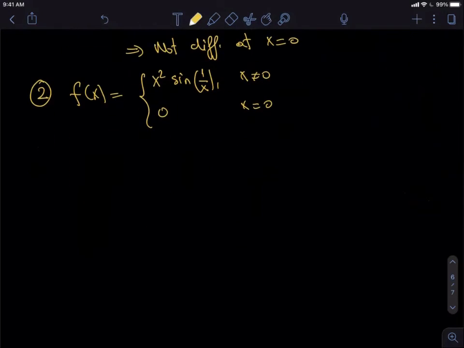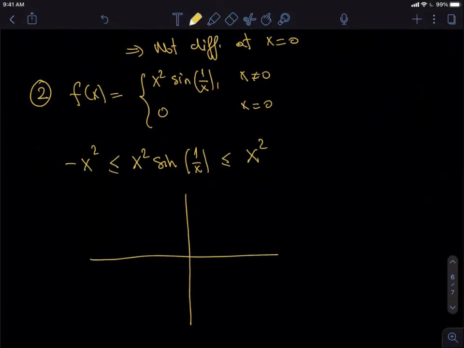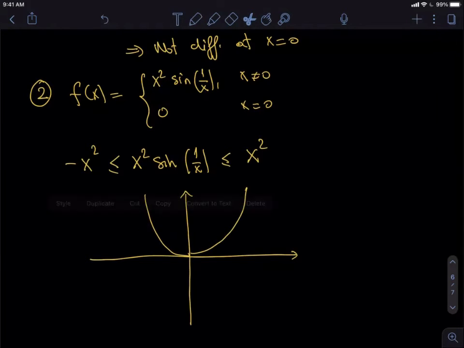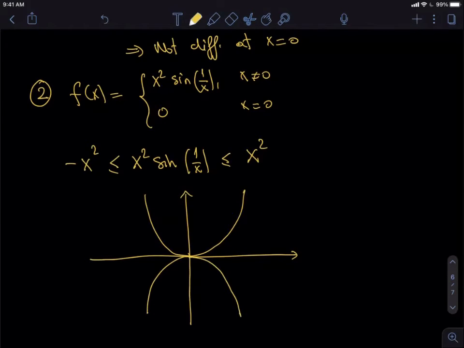Okay, so in this case, notice x squared sine of 1 over x is going to be less or equal than x squared, because the sine is less or equal than 1, but it's going to be bigger or equal than negative x squared, because the sine is negative 1 at the least. So that means that we can draw two parabolas here and here, and then here and here. Okay, so here we have our parabolas.